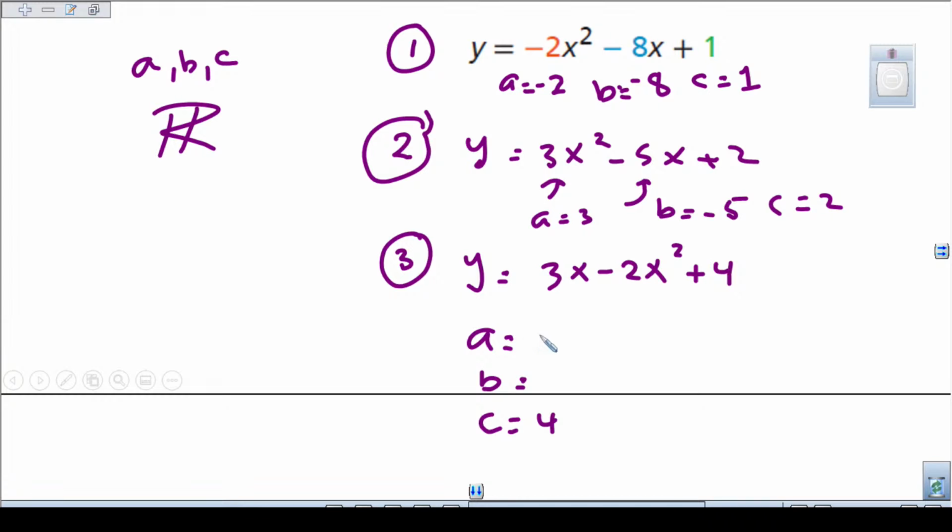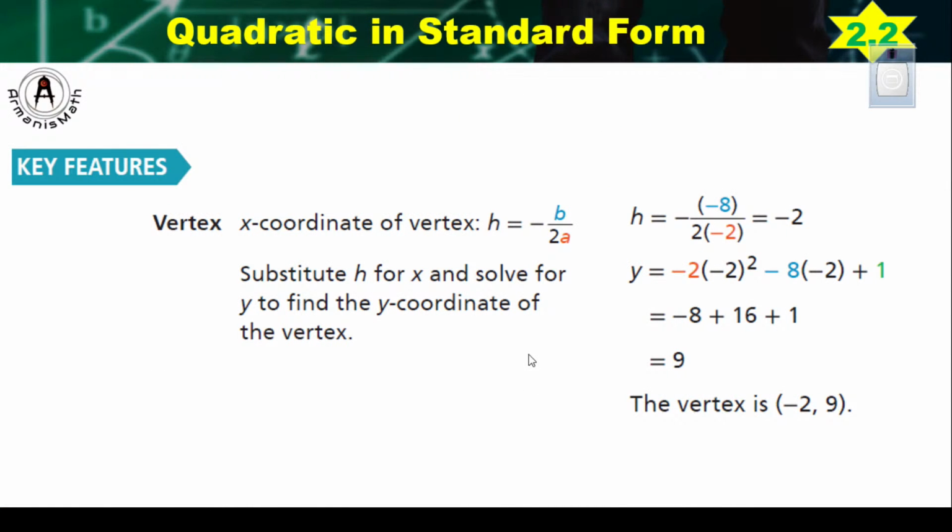A is 3. That's the problem. A is not 3. Remember, A is always next to the x squared. So according to you, friends, A is -2. It's always next to x squared. That's what determines the A. Okay, and the B is 3.